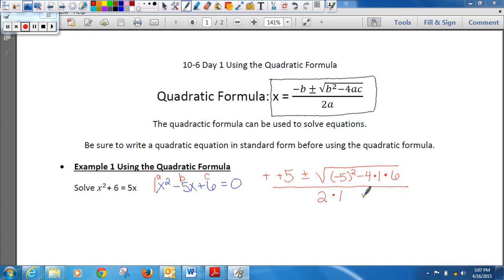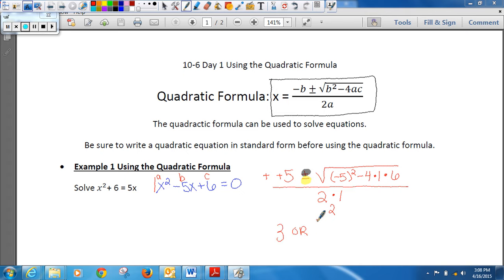So what you're going to do is actually do this in your calculator twice. The first time through, you're going to use the positive sign, and the second time through, you are going to use the minus sign. So if I put that through, the first time through I do 5 plus the square root of negative 5 squared minus 4 times 1 times 6. And I always hit equals, and then I divide it by this, which would be 2, so then I divide by 2. And that gives me 3.